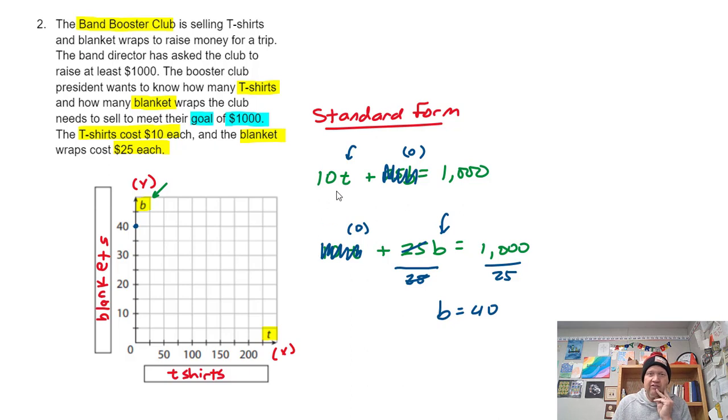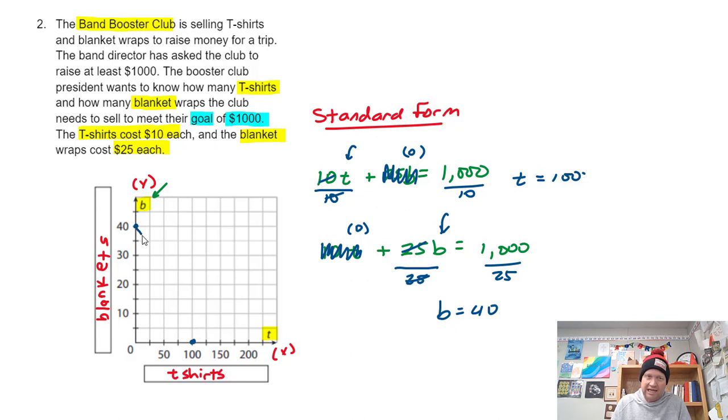And then what if I sell just t-shirts? I'm going to go find the t-intercept. I'll divide by 10 on both sides. And that means that the t-intercept is at 100. Now, I know that I've got to sell more t-shirts because they don't cost as much. So it takes more to get to $1,000. But my t-intercept is right there, 100 shirts for $1,000.